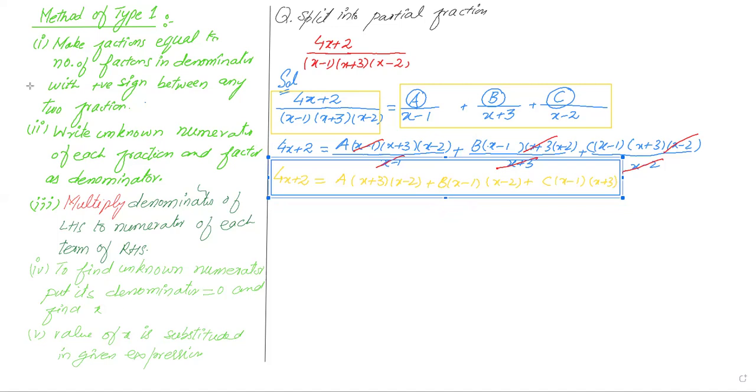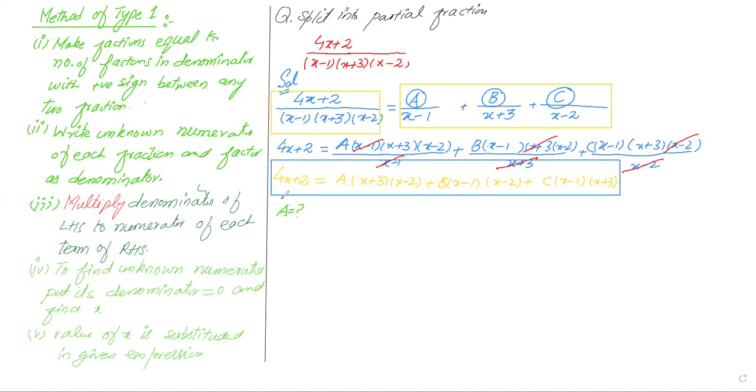Now the next step of this one is, suppose with the green color. Now the next step is, I have to find the unknown numerator. In the first step, the first unknown numerator is A. I have to find the value of A. The method is, in the first step, you have to calculate the value of A.